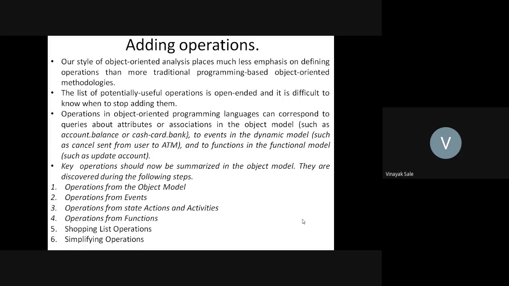So there are six key operations that should now be summarized in the object model. They are discovered during the following six steps. First is operations from the object model. Second, operations from events. Third, operations from state actions and activities. Fourth, operations from functions. Fifth, shopping list operations. And sixth, simplifying operations.